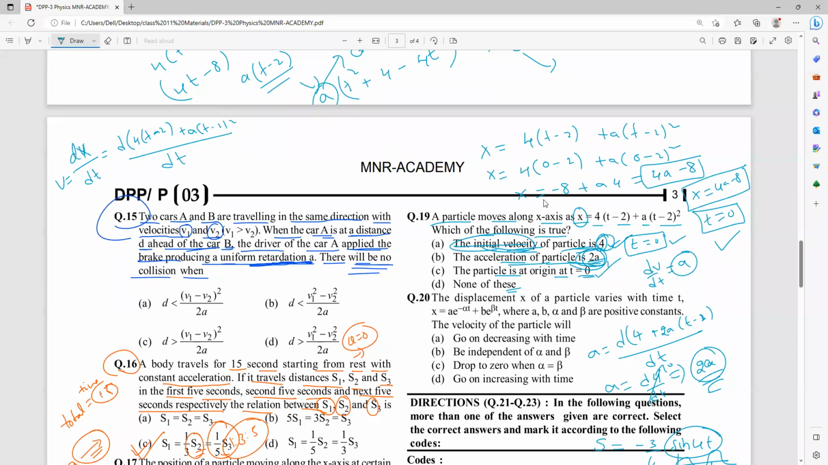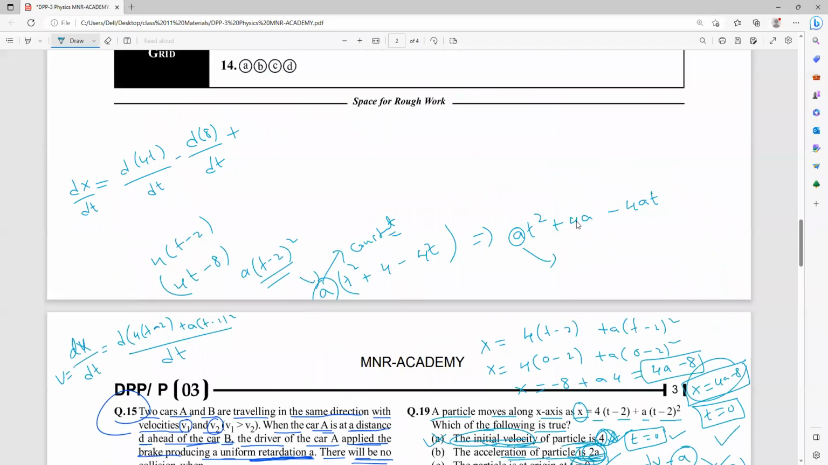So the initial velocity of the particle is not 4. It is 4 into (1 minus a). So it is not 4. So that option also is gone. Next, the particle is at origin at t equals 0. So the particle is not at origin, because if I substitute t equals 0, what x distance do we get? X is equal to how much?